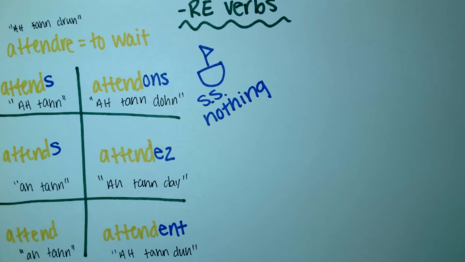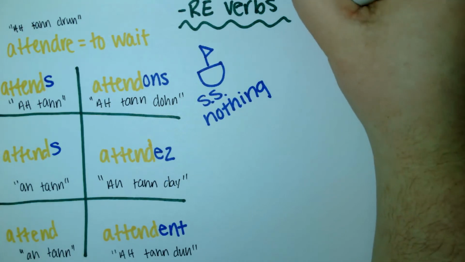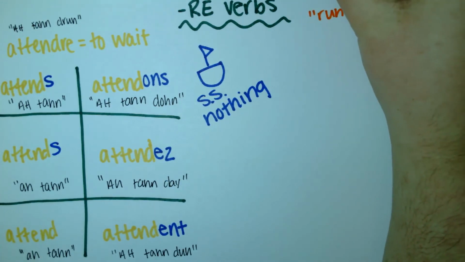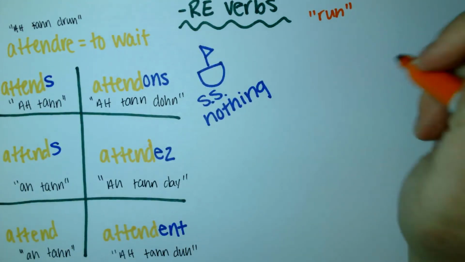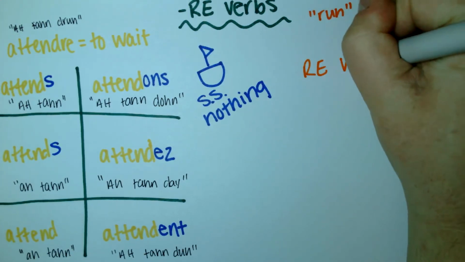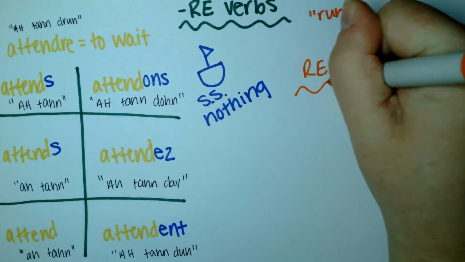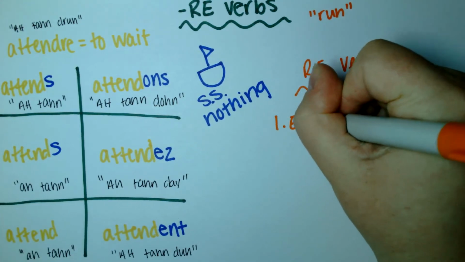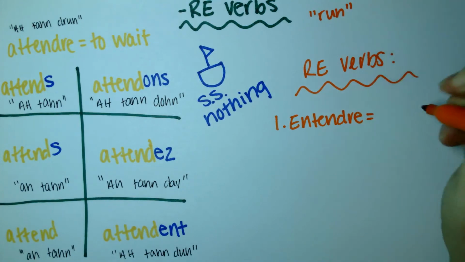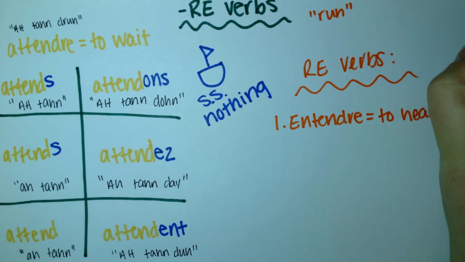Let's talk about some RE verbs and their meanings. Another helpful thing to point out is that RE verbs always end in this R sound when they have RE at the end. So we had attendre, and other RE verbs that we're going to talk about will also end in that R sound. So the first verb that we're going to talk about is the verb entendre. Entendre is the verb to hear. Like, I hear you say that, or I heard, if you want to talk in the past, a train.